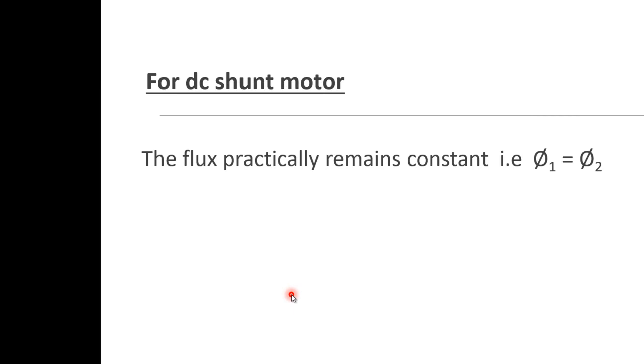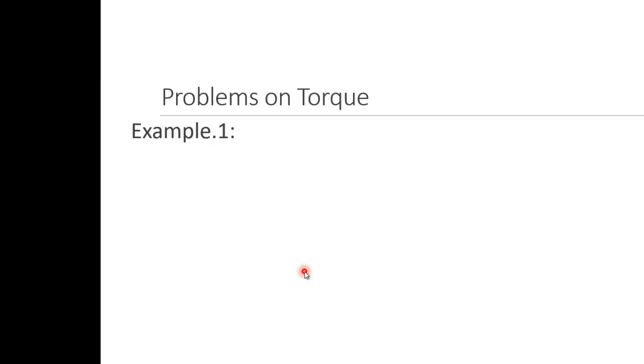So for a shunt motor, the flux practically remains constant. That is what I said before, that phi1 is equal to phi2. Hence N2 by N1 is equal to EB2 by EB1. But in series, we got N2 by N1 is equal to EB2 by EB1 into IA1 by IA2, because the flux depends upon the current. Okay, fine. So we will see some problems on the torque.